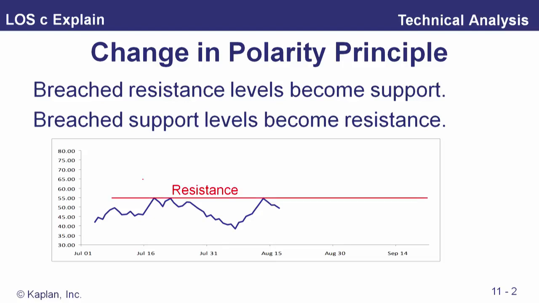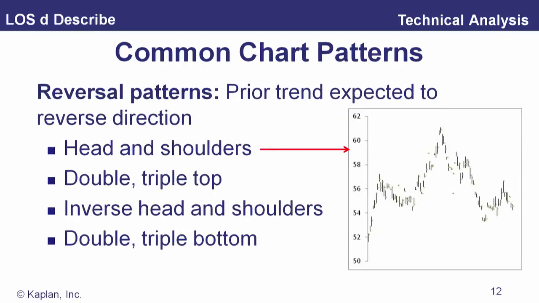There seems to be stock that comes out for sale at 55 that drives this price down every time it gets up there. At least we could draw those conclusions from looking at this. Well then, what if we break through resistance? This change in polarity principle says that if you broke through resistance, then that price becomes support. Change in polarity. Some common chart patterns.